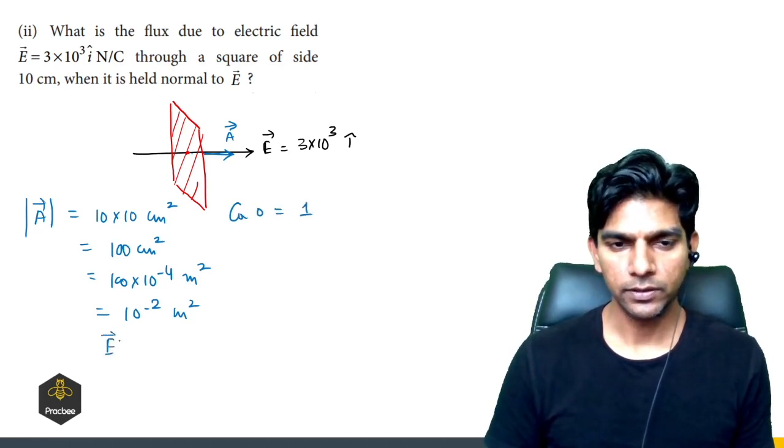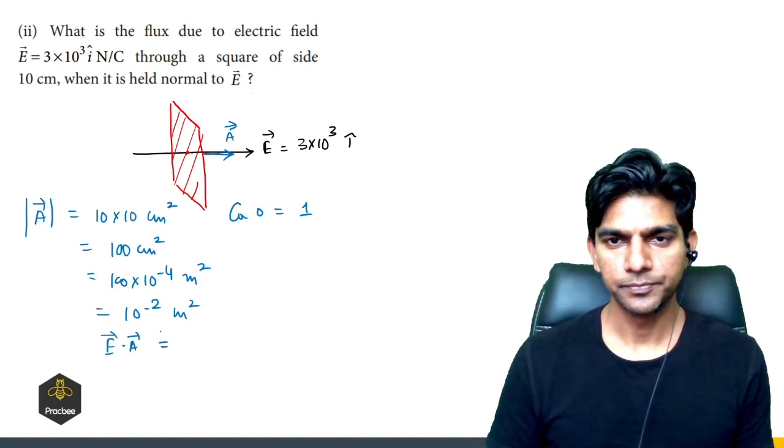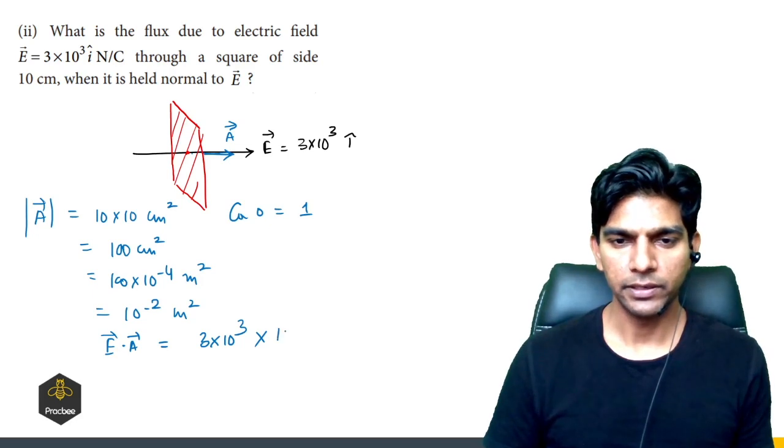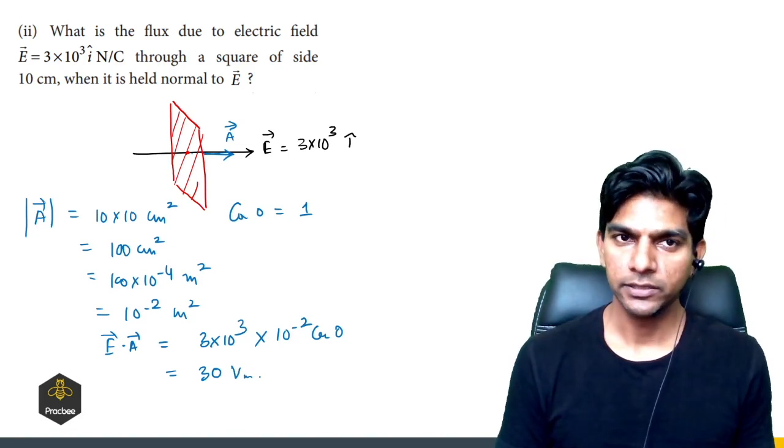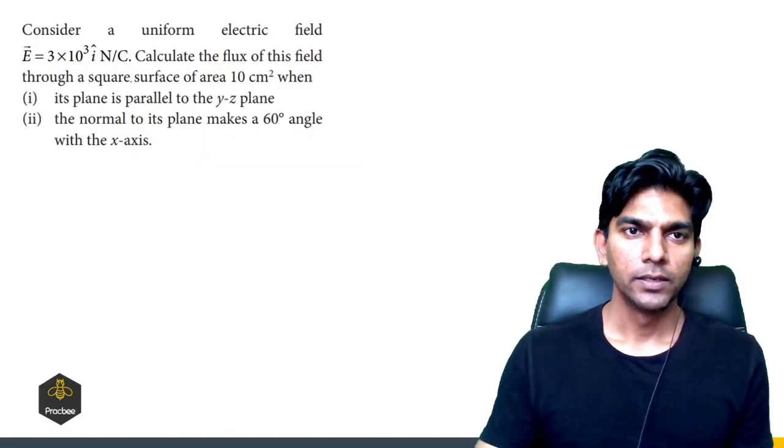So E dot A will be 3 into 10 raised to power 3 times area, 10 raised to power minus 2, times cos 0. So this will be 30 volt meter, right? I hope it is clear. Now let us see one more question.